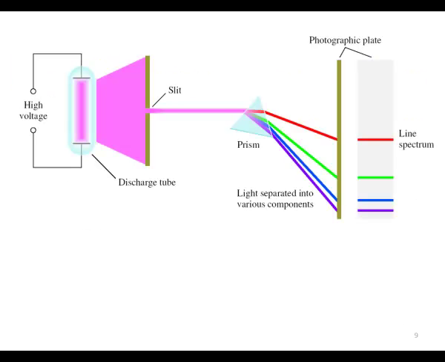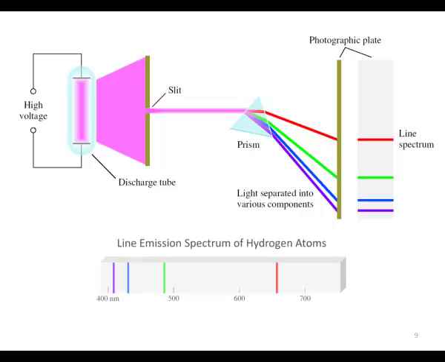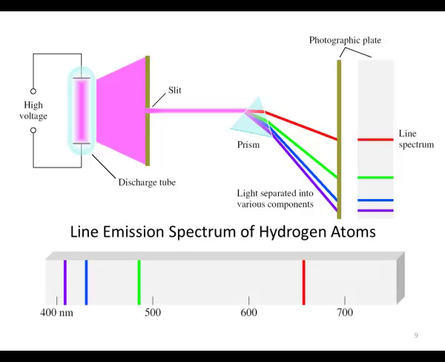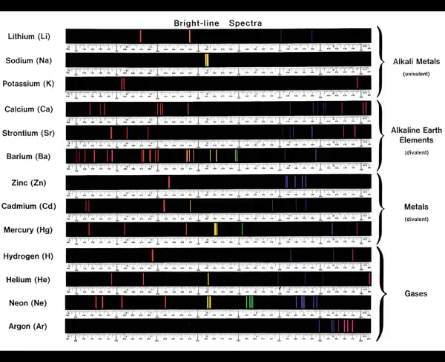If gas is excited by a high energy discharge tube and the light is passed through a prism, it results in line spectra. For hydrogen, the line spectra is as follows. Here's a table showing line spectra for a whole series of different atoms. They're sort of like fingerprints for these atoms.